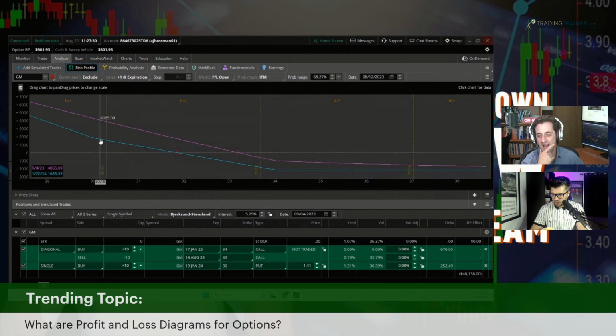So now you can see how we've actually got two different fulcrums of this profit and loss diagram, and this all makes sense as you get farther and farther into options and what you're trying to do.